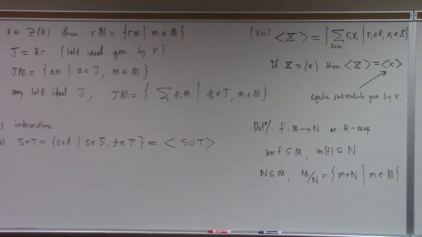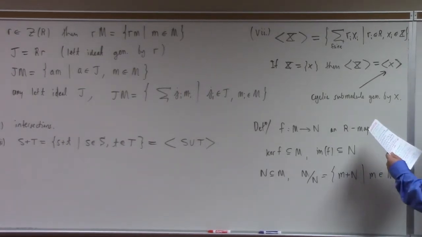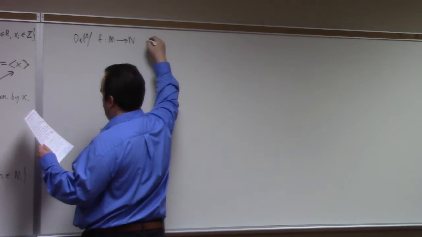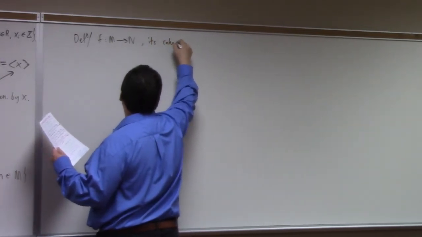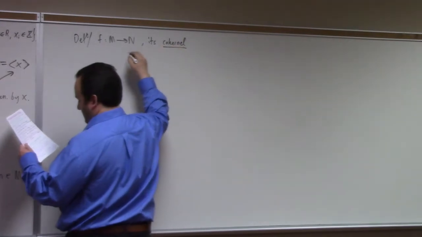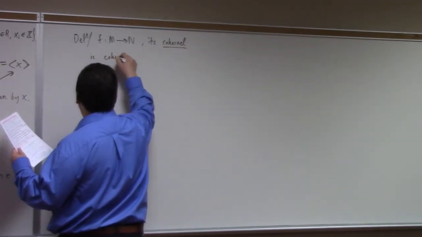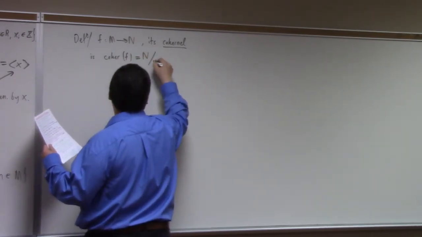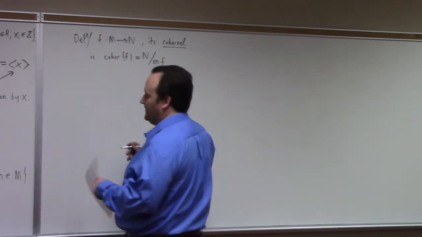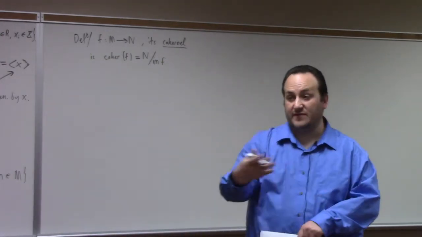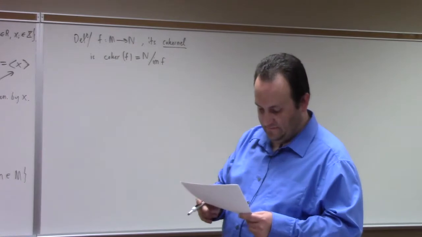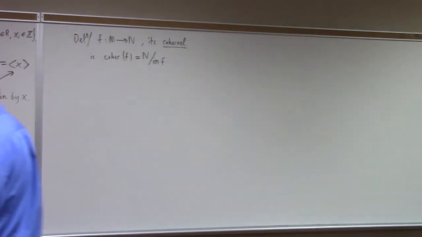Now here's a new one. Definition: for f going from M to N again, the cokernel, that's a new one, coker f, is N mod the image of f. That's something we can do, right? If the image of f is a submodule of N, the codomain, then that quotient makes sense. What does that quotient define? What does that coset space describe for you?